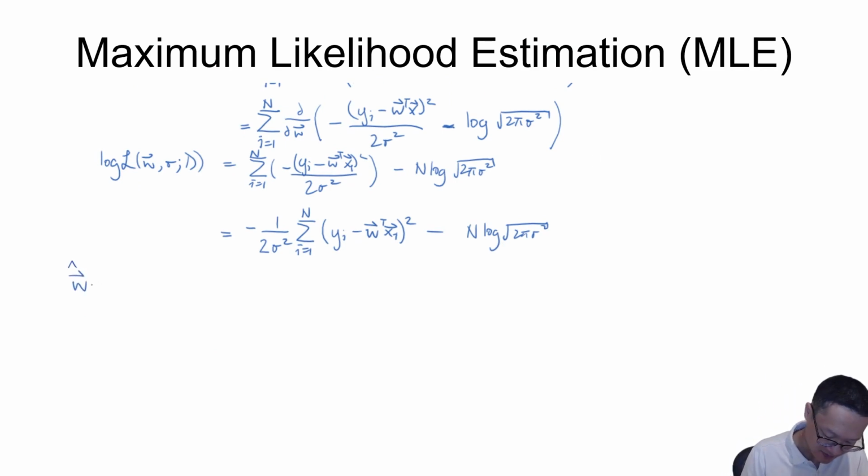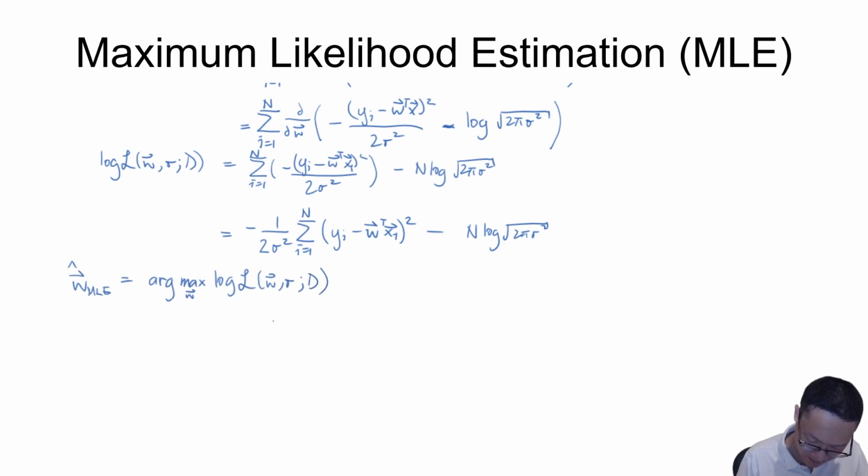So again, I'm going to emphasize this is a W that we obtain using the MLE method, maximum likelihood estimation. This is equal to argmax over W of the log likelihood. And that's equal to argmax of this whole thing that we had.